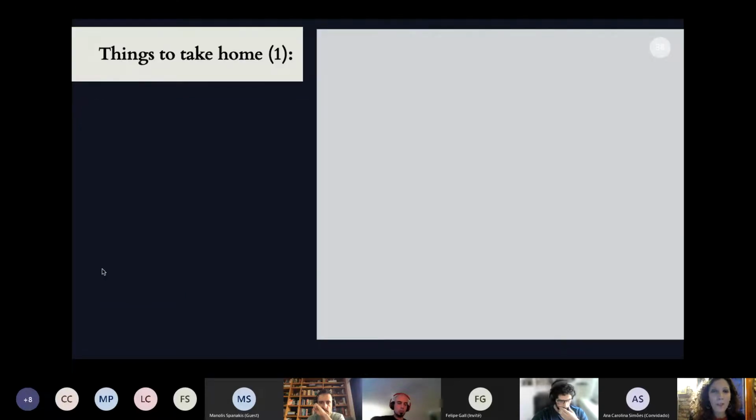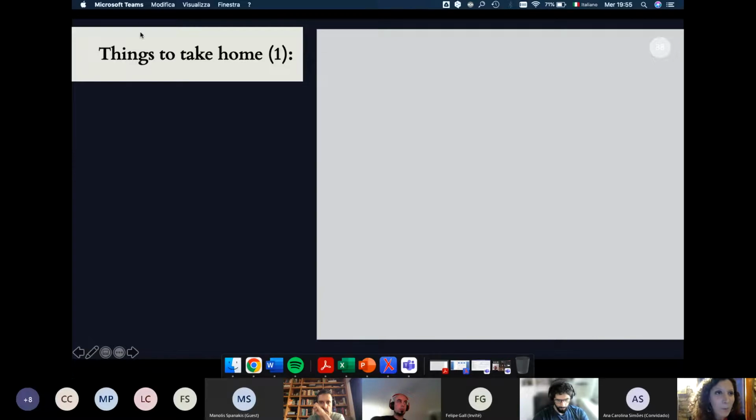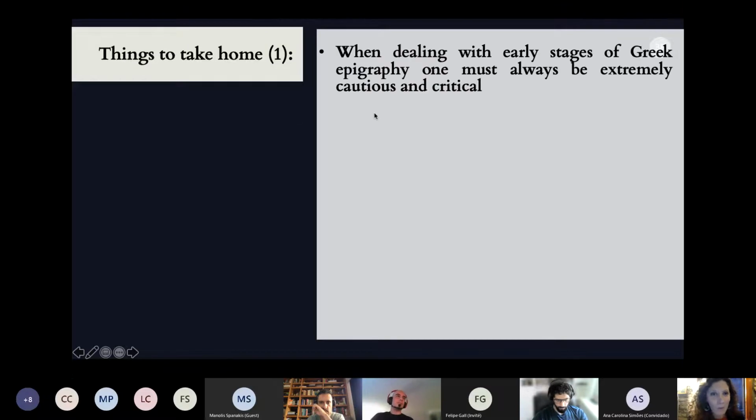So, I wanted to share, I used the Manos idea to just put in one slide the things to take home, because I found it very, very useful. And also because maybe I've said too many things. So, okay, things to take home are that when we deal with this very tricky period of the epigraphy, we should be very, very cautious and very, very critical.